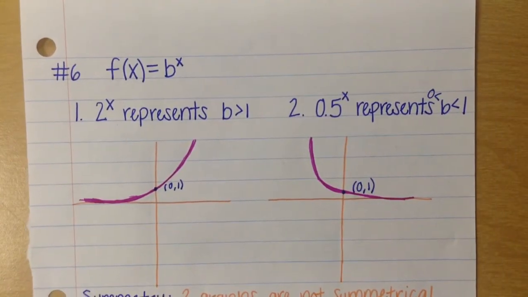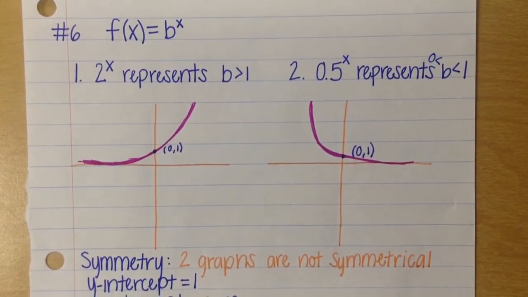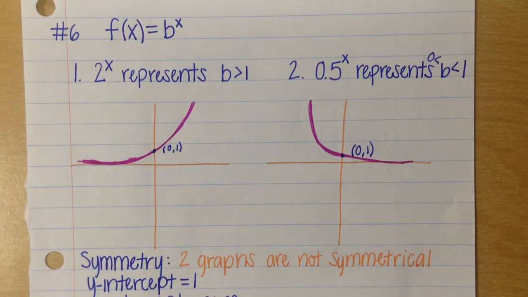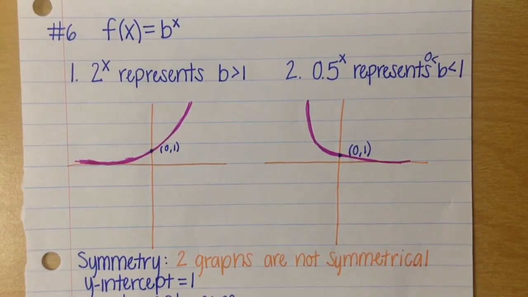Okay, so we had the exponential function of f of x equals b to the x power. We have two graphs, one that shows where b is greater than 1, which is represented by 2 to the power of x, and the other shows where b is less than 1, and it's represented by 0.5 to the x power. When b is greater than 1, the graph increases, but when b is less than 1, the graph decreases. We also have no extrema.